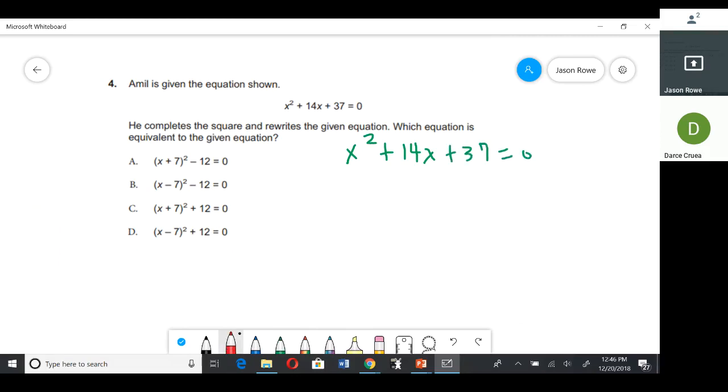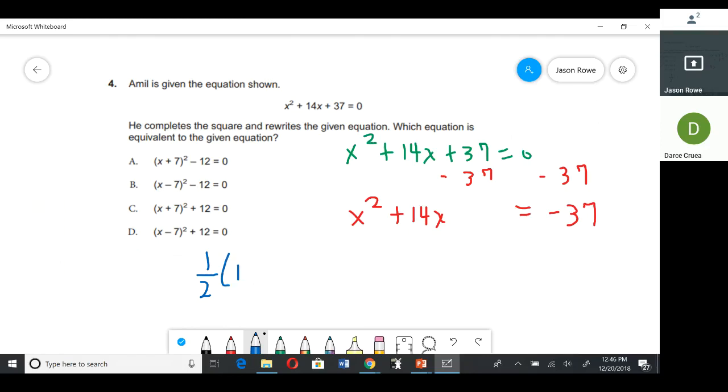So we're going to do that by subtracting 37 from each side. And that'll give us a space in that equation to complete that square. And like we said on the last problem, to complete the square, we're going to look at the coefficient of the linear term, the x term, which is b. So half of, in this case, 14, which is 7. To complete the square, we add 7 squared to each side.